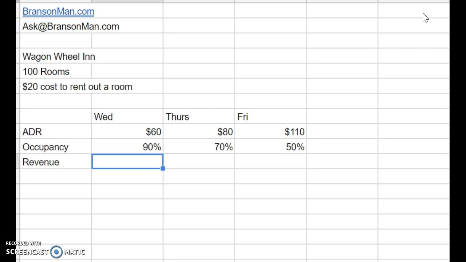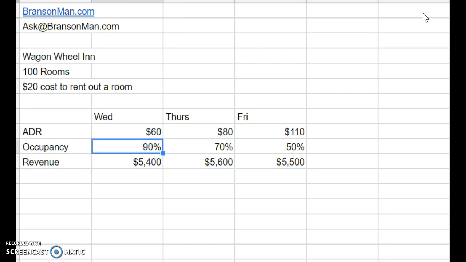If we multiply $60 times, right here, $60 times 90 rooms is basically, that's what that is. We see we brought in $5,400 of revenue. Thursday, we're going to speed this along, $5,600. You see where this is going. And Friday, $5,500. Okay, so the winner, it's actually pretty close.